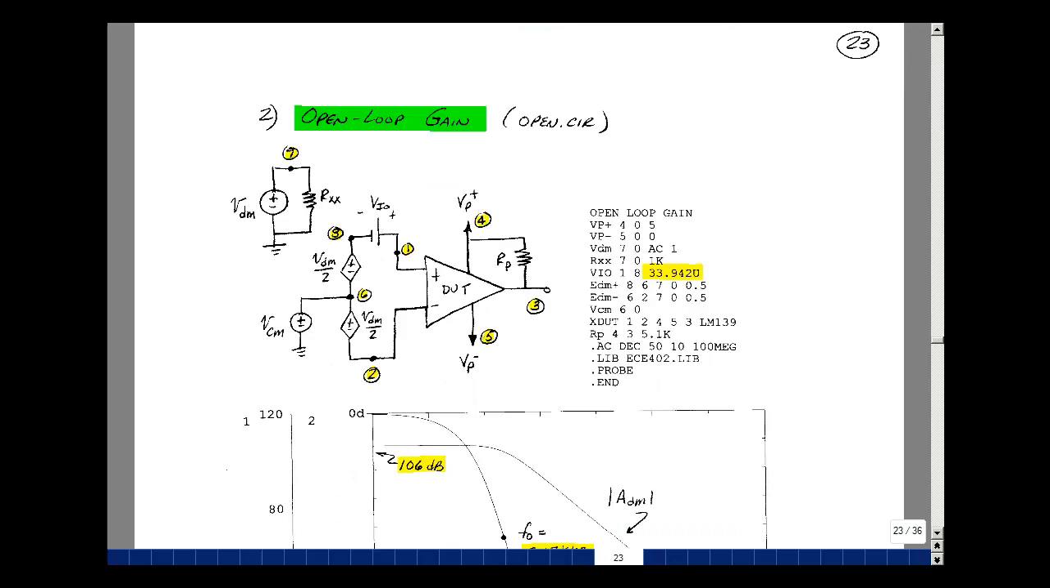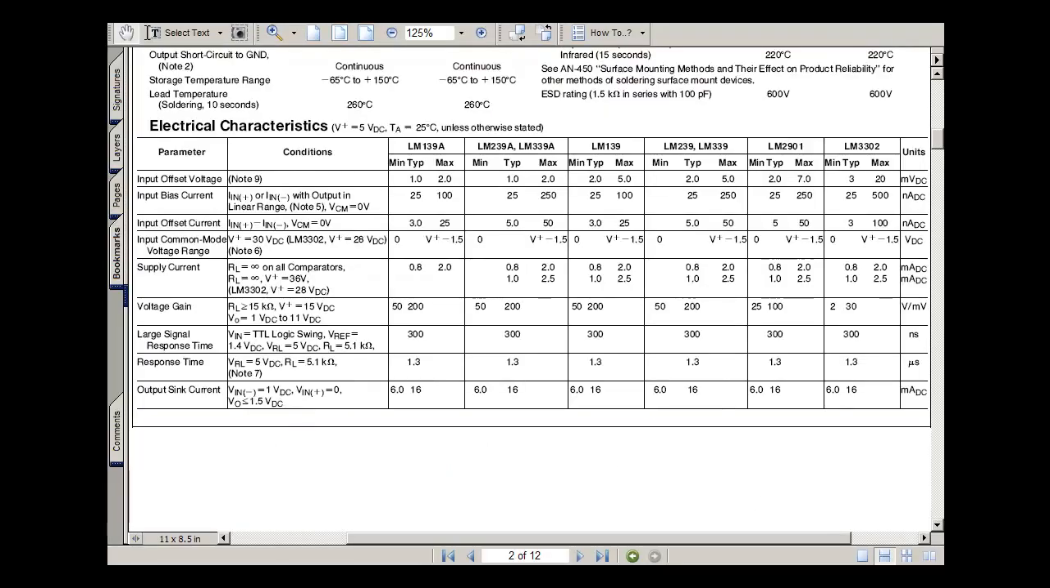Let's look at the data sheet again on page 2. We get our table. So here's the input offset voltage. For the LM139, it's listed as 2 millivolts, although for a 139A, it's 1 millivolt, which would be the same number as the 741. But in our SPICE model, we have an input offset of 33.942 microvolts. So again, this is a range between plus and minus 2 millivolts, and you could be at 0 millivolts, you could be at 33 microvolts, but probably you're closer to this number, either plus or minus.